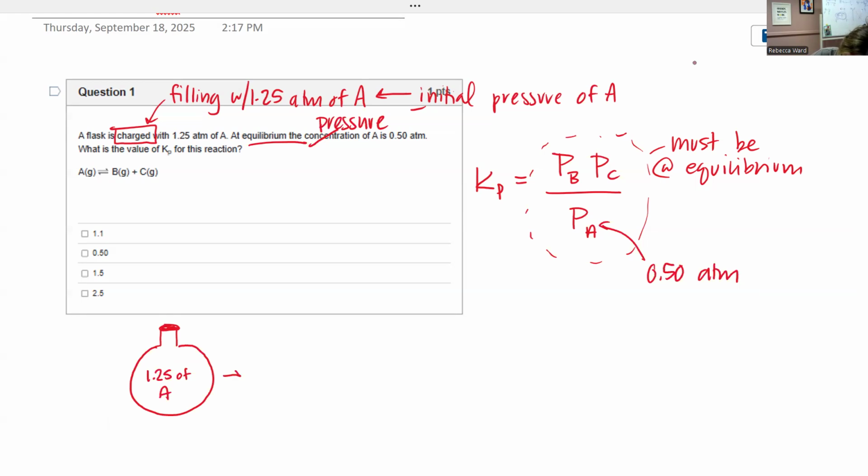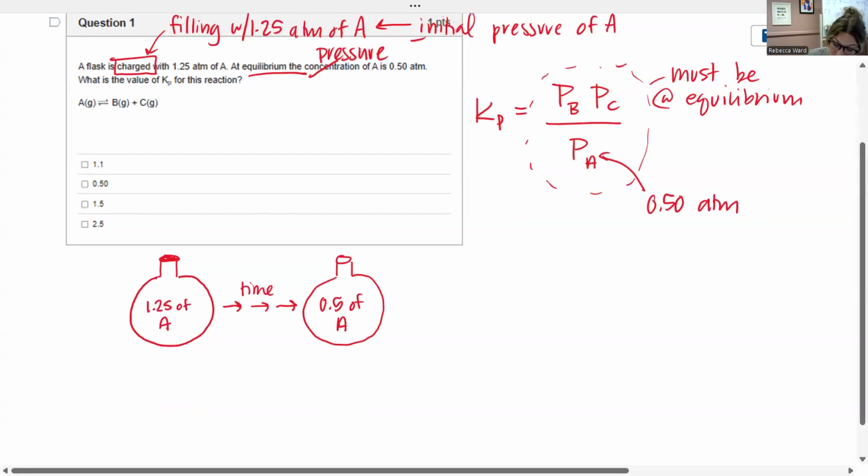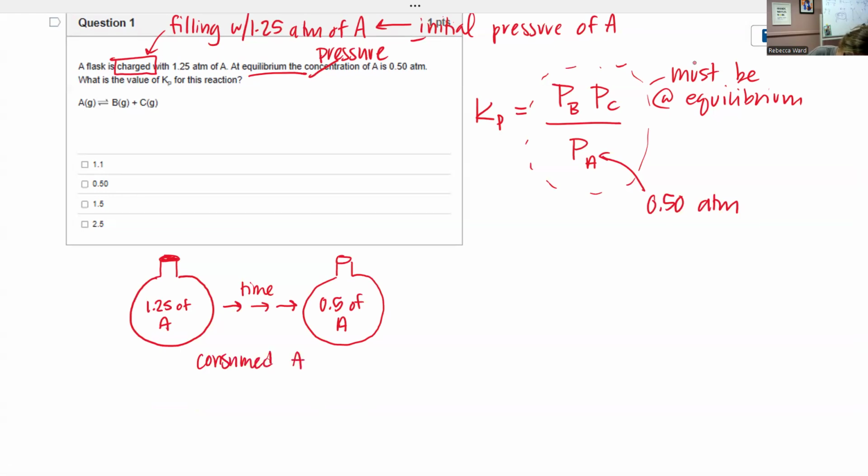All right, so time passes. Time goes by. I let it reach equilibrium. At that point, I have 0.5 of A. So I lost 0.75 of A, which of course I can't lose mass. I must have made some B and C. So I consumed A, made B and C. And I need to know how much of those two I made.